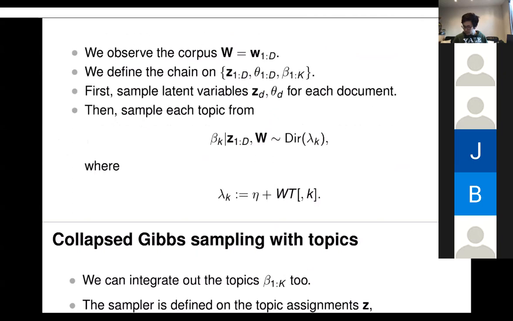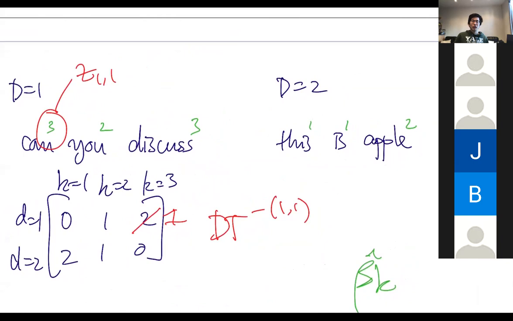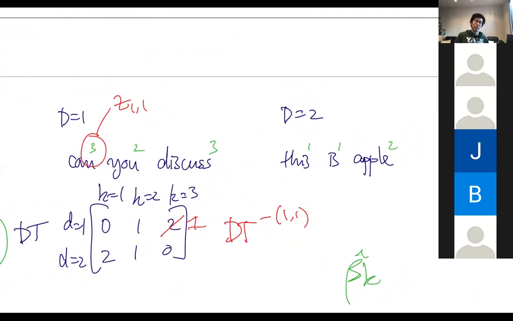Sorry. If you remember, the way this works is the Z's here correspond to the colored numbers, right? In order to generate a document, at each word position I first generate the topic assigned to that word, and then I generate the word. So the Z's correspond to the labels, the colored numbers here.